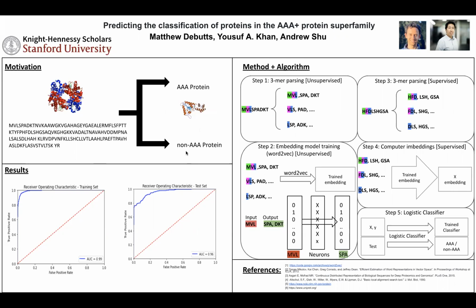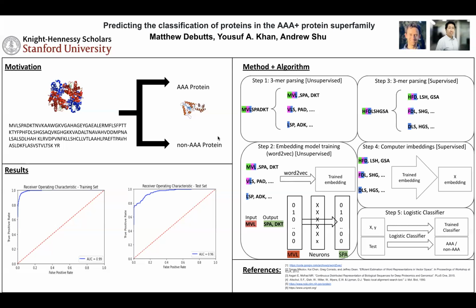The data that was used was manually curated. So AAA plus protein sequences were manually found through literature search, and non-AAA plus proteins were mined from the UniProt database to design both testing and training data. And I'll hand it over to Andrew.